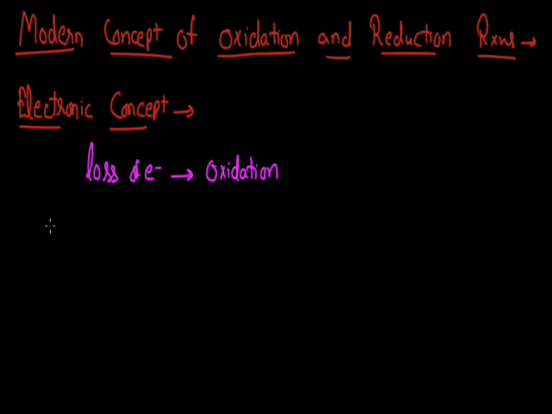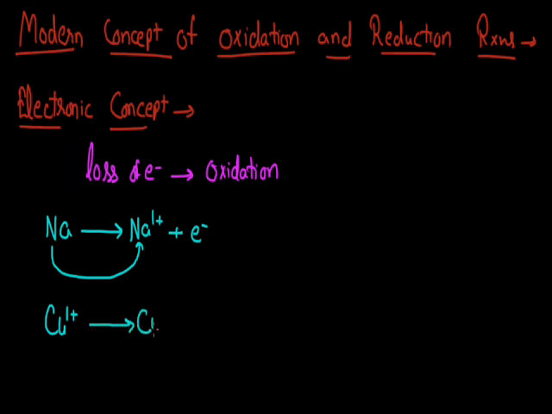For example, if I talk about sodium metal, since it's electropositive in nature, it will convert into sodium cation by the loss of electron. And since in the conversion of sodium into sodium cation, an electron is lost, this can be taken as an example of an oxidation reaction. Such as the cuprous ion, which has the formula Cu1+. If it is converted into cupric cation in any chemical reaction, then this can occur only by the loss of electron. So this is an example of an oxidation reaction.